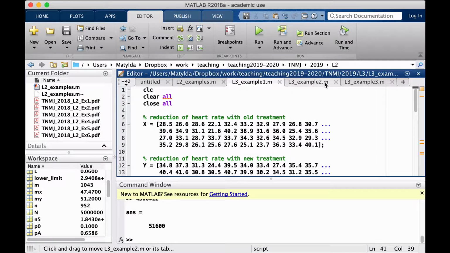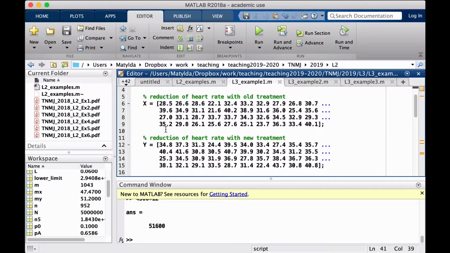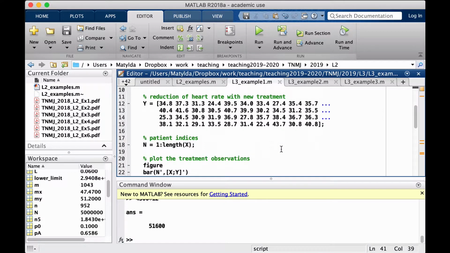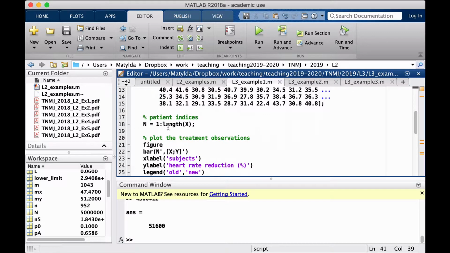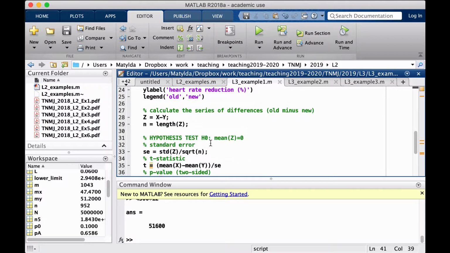So let's go straight to MATLAB, where I have already the data ready. So I have my x and y vectors, which contain the two treatments for the same patients. We have 40 patients, so we collect their indices here. Then, of course, we do basic plotting. So we have the figure, which represents the bars. That's exactly the one we saw in the slide. And then we move on to the testing.